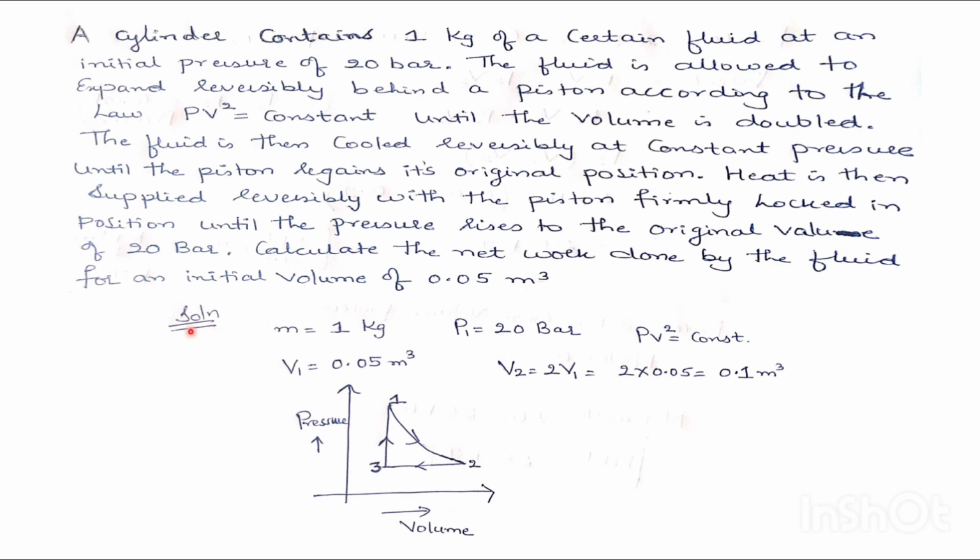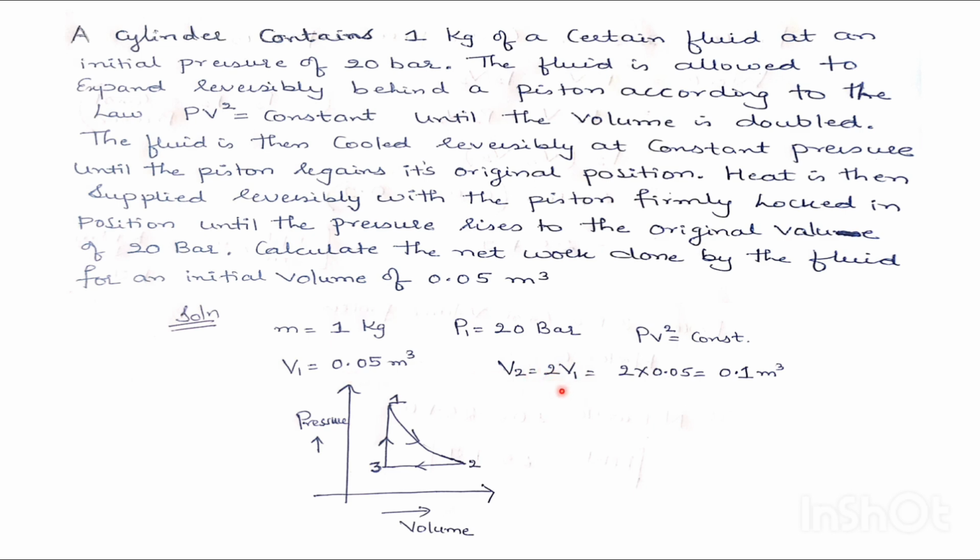So in this problem, the data he has given: mass is 1 kg. Initial pressure of the gas is 20 bar. It is following a polytropic process, PV^n = constant. Here n, the polytropic constant, he has given as 2, so PV² = constant, where the initial volume V1 is 0.05 m³, and the fluid is allowed to expand reversibly until the volume is doubled. That means V2 = 2V1.